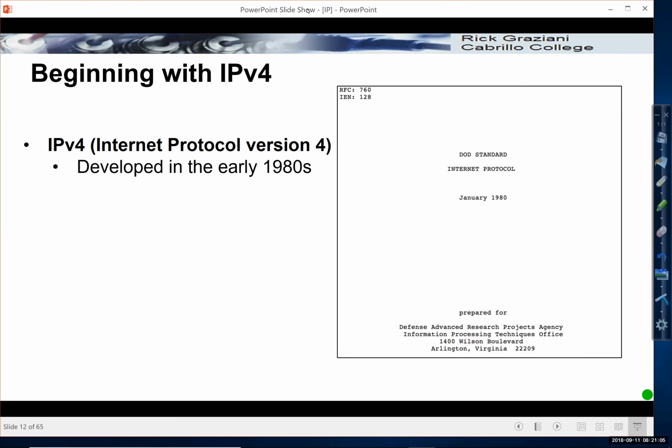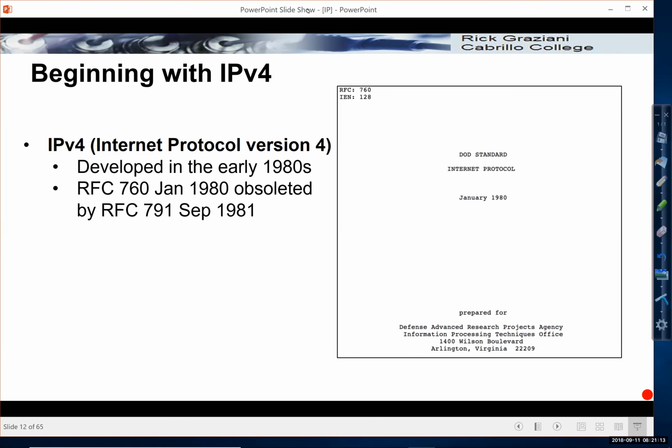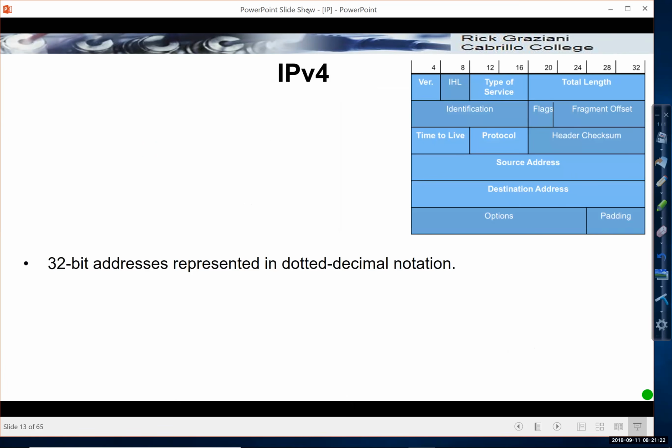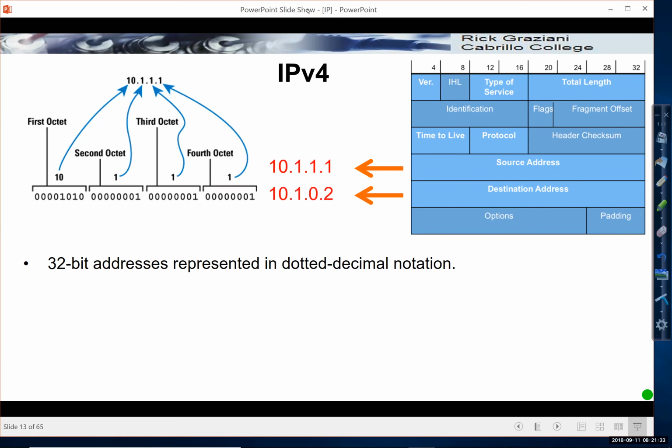You'll notice that IPv4 was actually developed a long time ago, in the early 1980s. The RFCs, the requests for comments, are the original documents that describe this standard. Way back, 1980, 1981. IPv4 uses 32-bit addresses, which means addresses are represented in 32 bits. But we use a dotted decimal notation to represent these addresses, so every 8 bits is represented by a decimal number. We'll look at IPv4 and addressing in a later video in more detail.